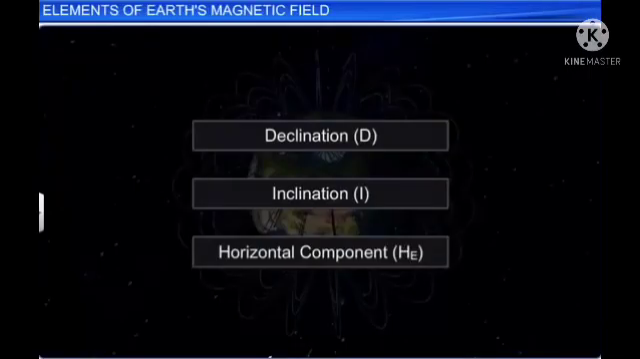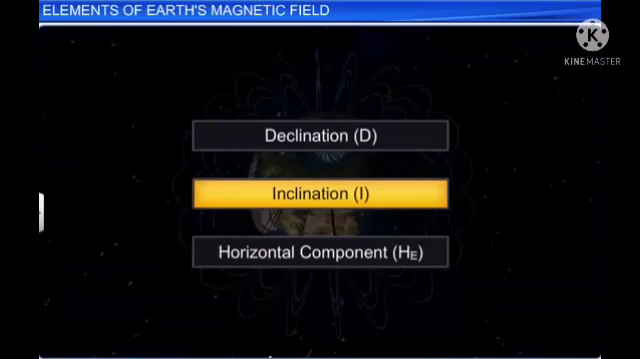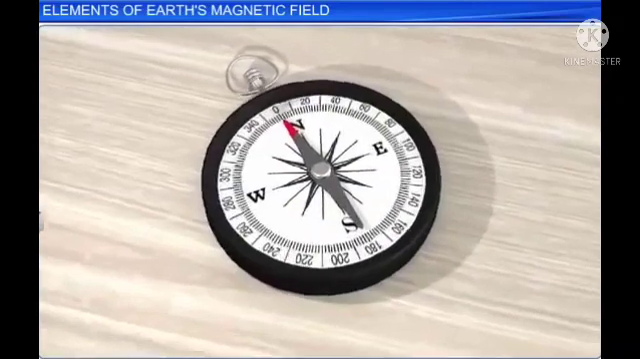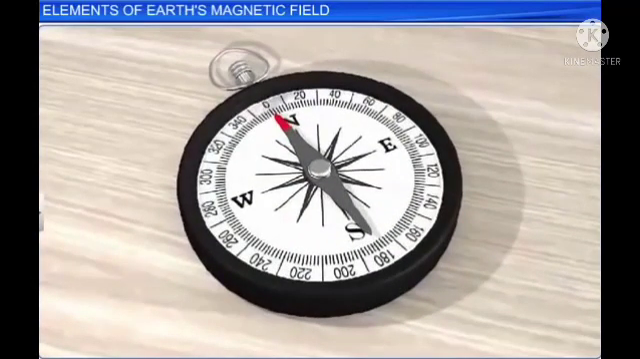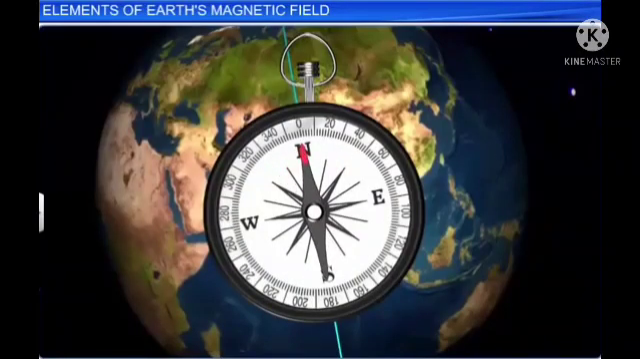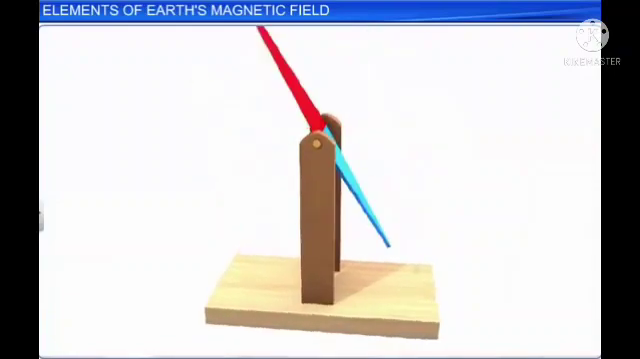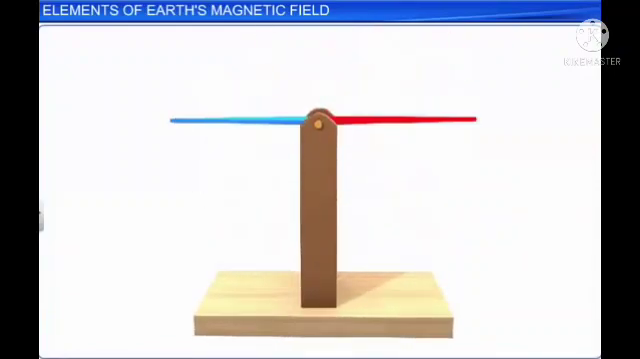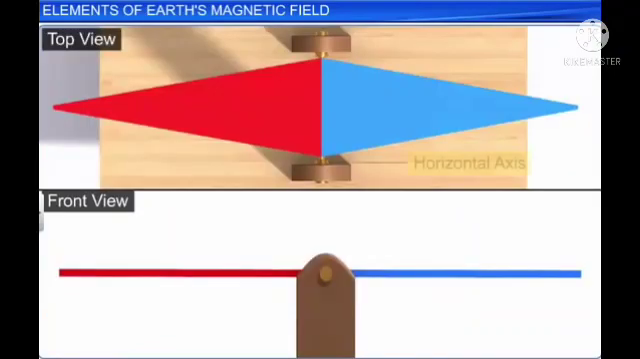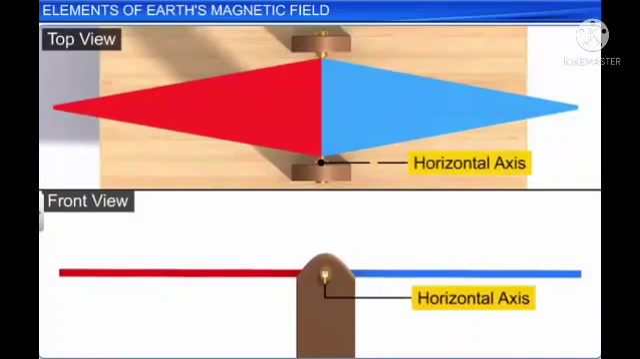The second element of the Earth's magnetic field is the angle of dip or inclination. A magnetic compass needle is provided with a pivot such that it can rotate freely about a vertical axis. The needle comes to rest when aligned with the magnetic meridian to indicate the magnetic north. If the needle were also provided with a pivot such that it can rotate freely about a horizontal axis, it would also rotate in the magnetic meridian plane.